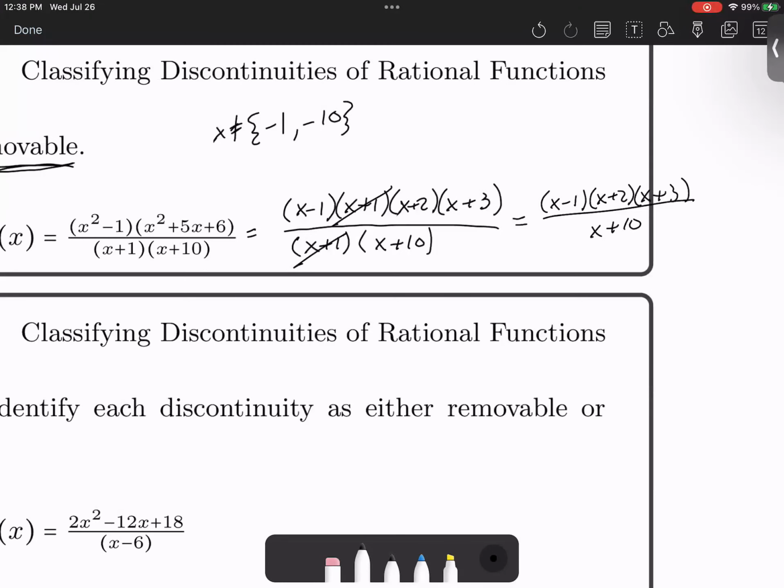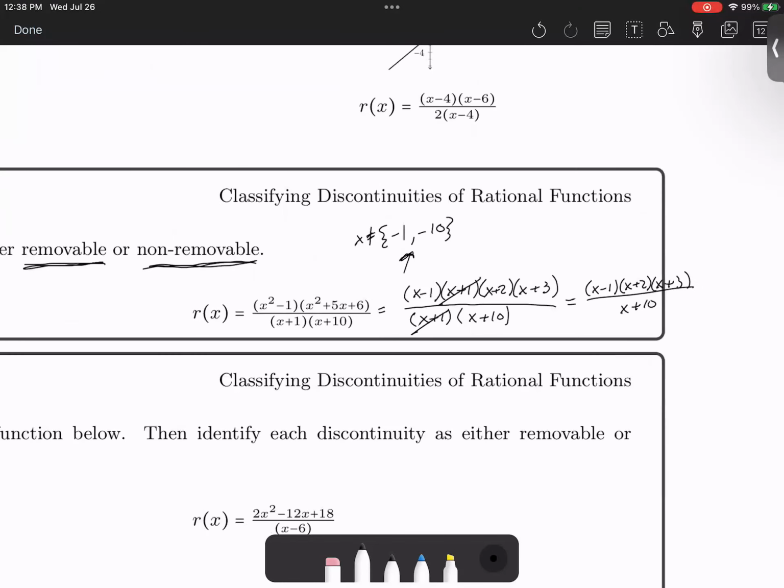So one of these zeros of our denominator, one of these discontinuities, was a removable discontinuity. The minus 1 was removable. The minus 10, though, was non-removable, right? We weren't able to remove that. So over here at minus 10, we would have a vertical asymptote. And over here at minus 1, we have a removable discontinuity.